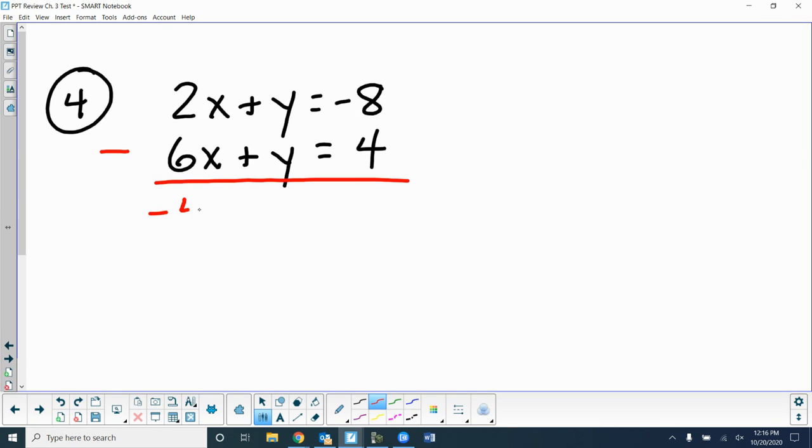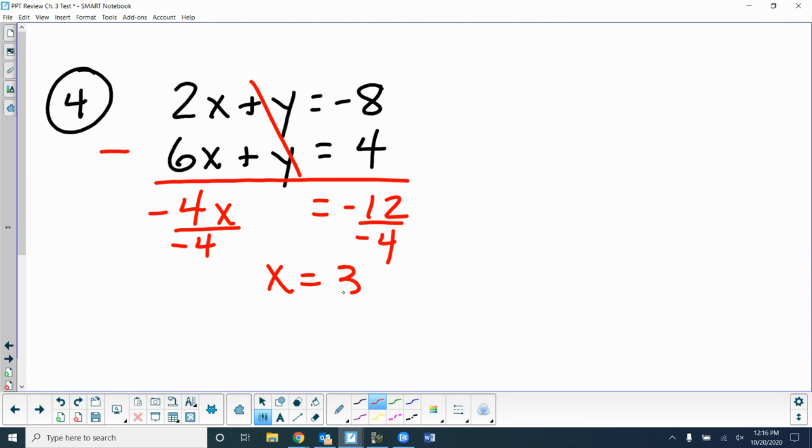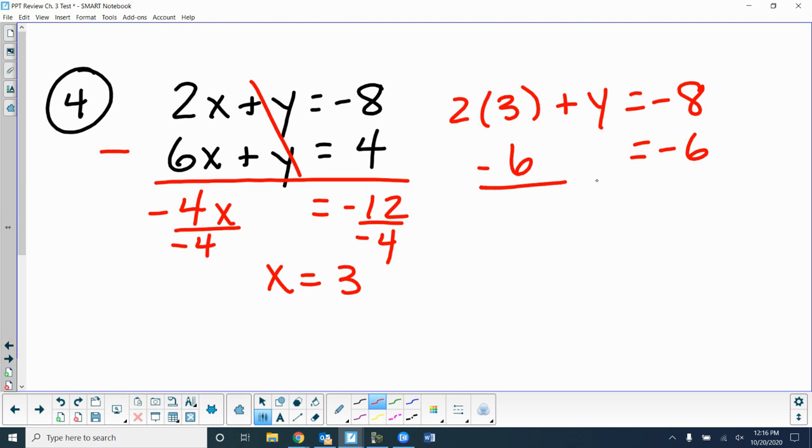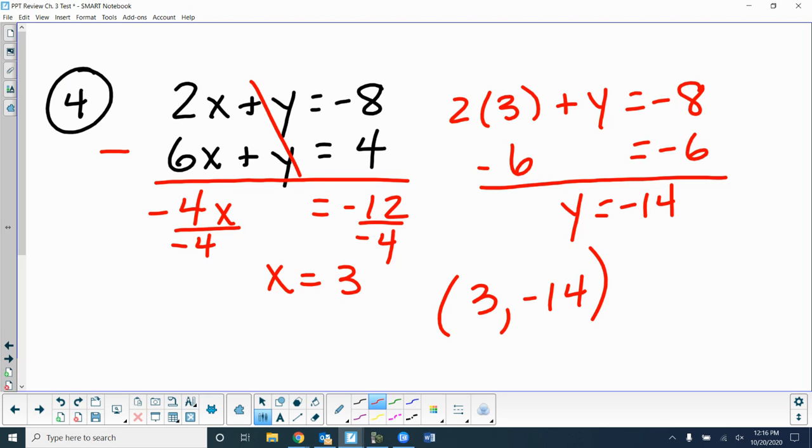So 2x minus 6x is -4x. 1y minus 1y, eliminate. -8 minus 4 is -12. Divide by -4, we get a positive 3. Then you just plug in either one to find the other one, which would be y. So I just put the top one. 2 times 3 plus y, -8. 2 times 3 is 6, so I'm going to subtract 6. -8 and a -6 is -14. So 3, -14 is my solution.